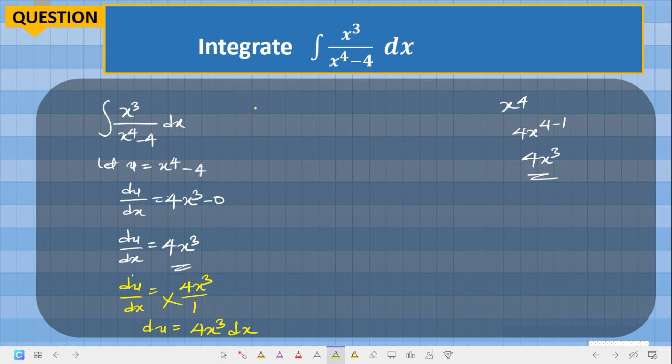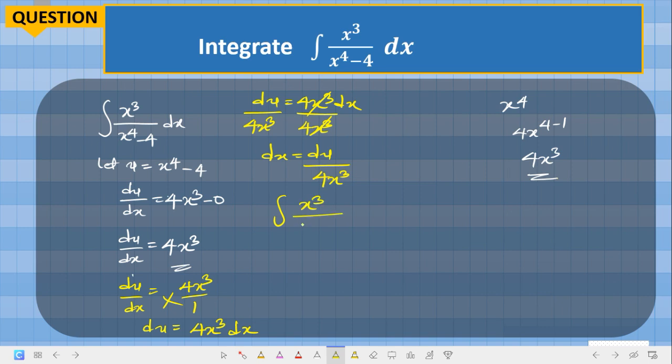Okay, so our du will be what? du is 4s raised to the power of 3 ds. So to make ds the subject of the formula, divide both sides by 4s raised to the power of 3. This cancels this. Your ds is du all over 4s raised to the power of 3. Now, having gotten to this point, what do we do next? We write out the expression again.